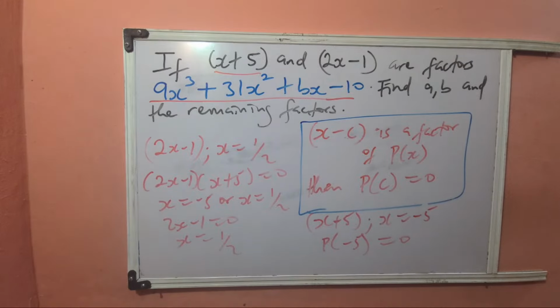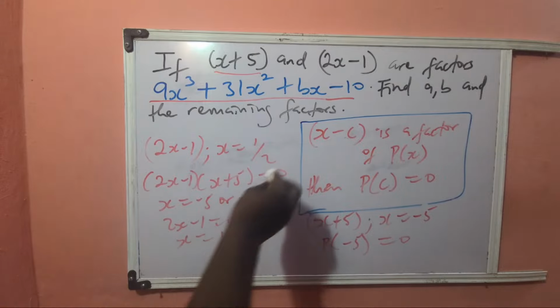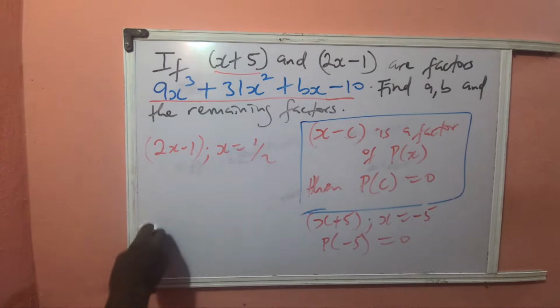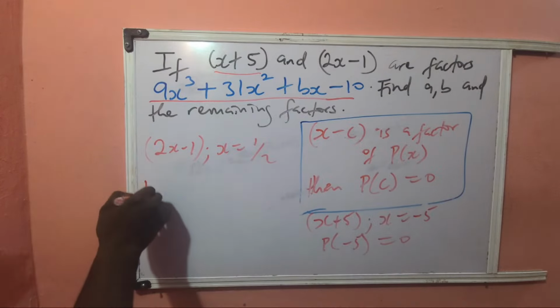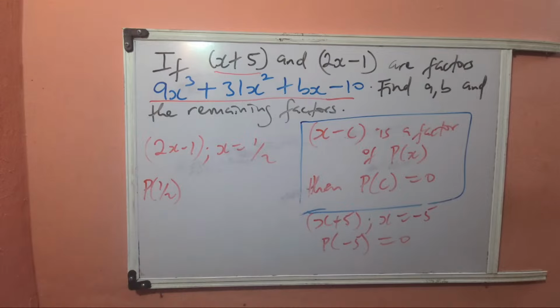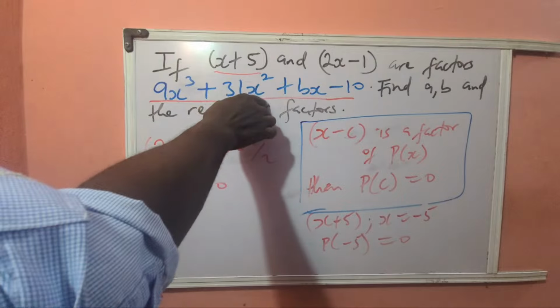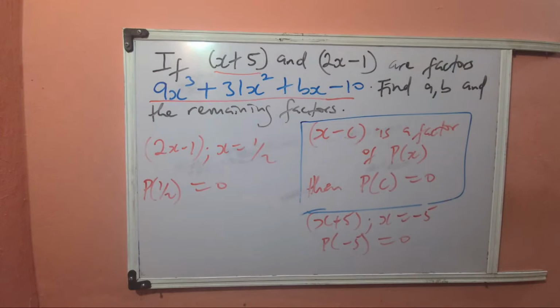So now, the case I'm trying to make here is, if you say 2x minus 1 is a factor, according to the factor theorem, that means when we fix our x into our polynomial, when we have p of 1 over 2, we must get a value of 0. That's according to the factor theorem. So that's key to how we're going to solve this question. We're told that x plus 5 and 2x minus 1 are both factors of this particular polynomial. We then want to find a, b, and the remaining factors. So now that you have known this factor theorem, let's now see how we apply this in solving our questions.